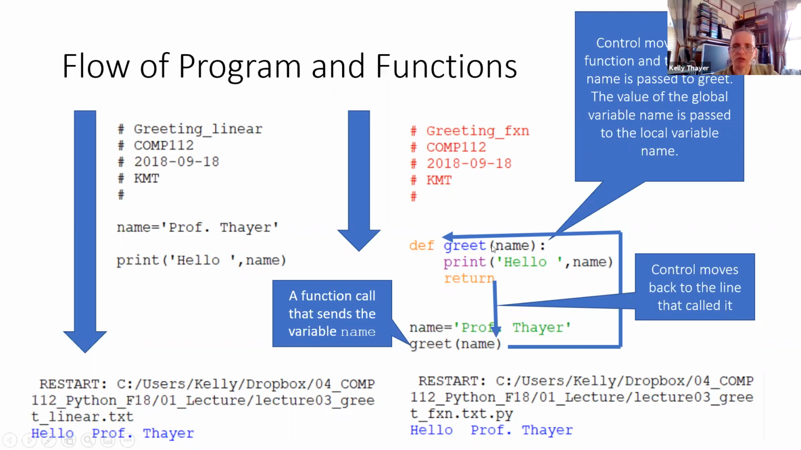Here we go to our greet function, and a variable assignment will occur. Name will be assigned to the value that was sent, which is Professor Thayer, because it was set up to do that right here. Now it's going to print on screen hello and the value that it has for name, the local variable, and then it returns, which means the control or the flow is going to move back to the end of this line, which is what called it, and that's it. So you see that the output of these two, which I've shown beneath, is exactly the same in both cases, but the program flow is really quite different.